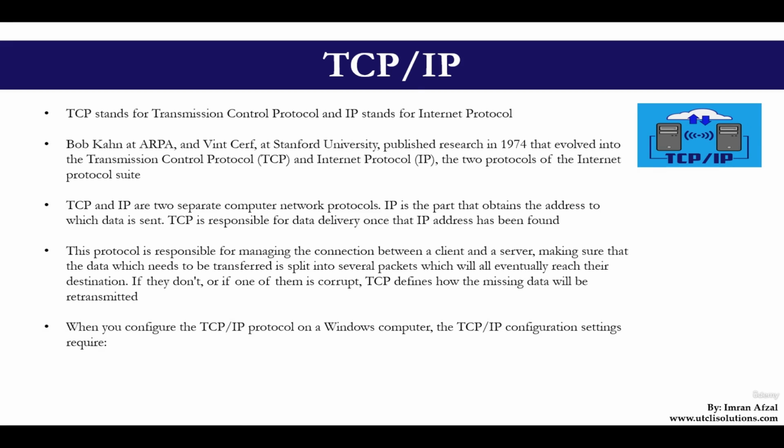When you configure the TCP/IP protocol on a Windows computer, for example, the TCP/IP configuration settings require an IP address, a default gateway, and a subnet mask. Now, regardless of whether it's a Windows computer, a Linux computer, or any other computer for that matter, if you want that computer to be able to communicate with the internet or other computers, it has to comply with the TCP/IP configuration requirement. And that requirement says in order for you to go from one place to another, you've got to have an IP address, a default gateway, and a subnet mask.